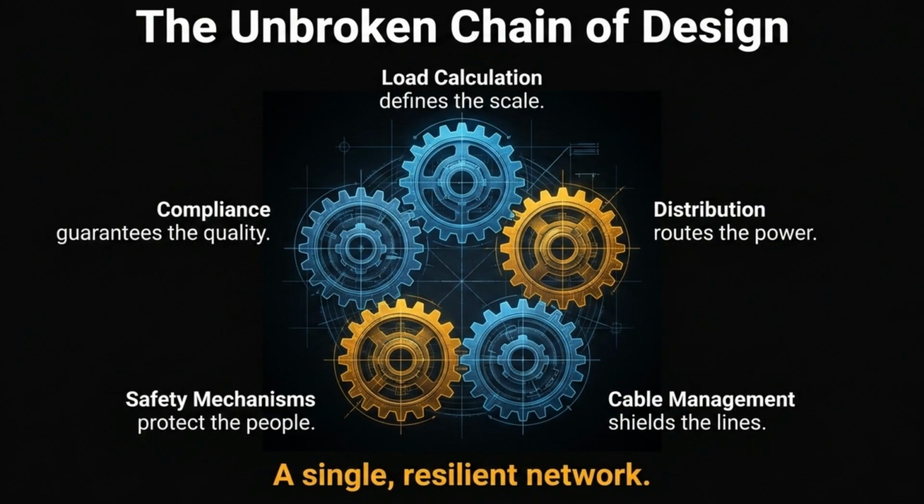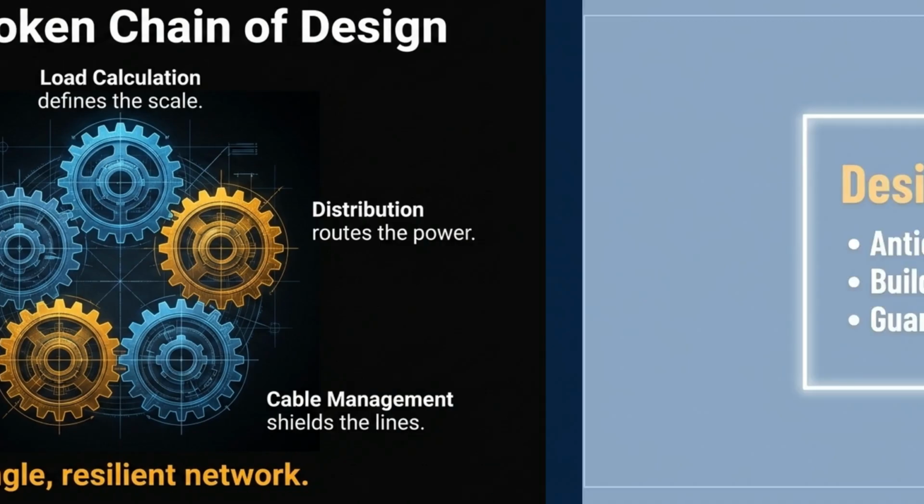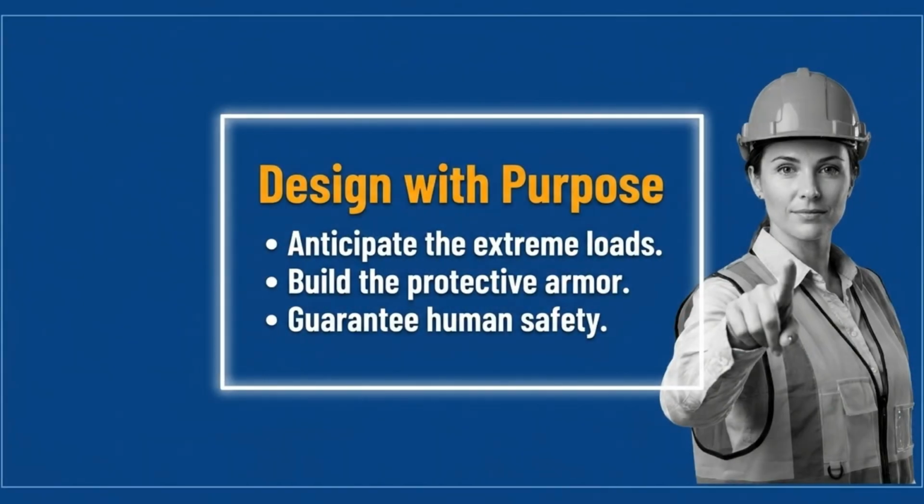The design process forms an unbroken chain. Load calculation defines the scale, distribution routes power, cable management shields the lines, safety mechanisms protect people, and compliance guarantees quality, resulting in a single resilient network. To design with purpose, anticipate extreme loads, build robust protective armor, and guarantee human safety in every aspect of the electrical infrastructure.